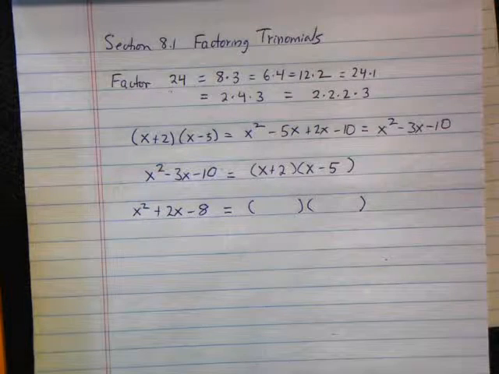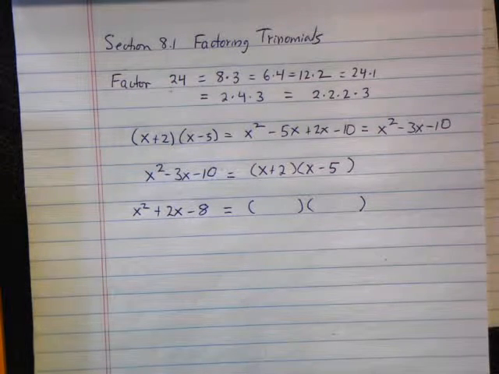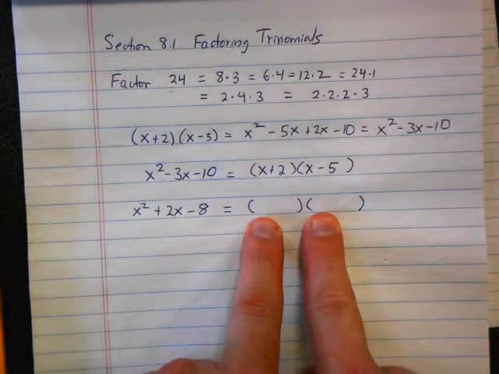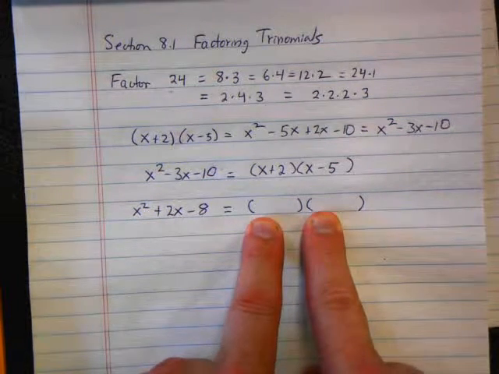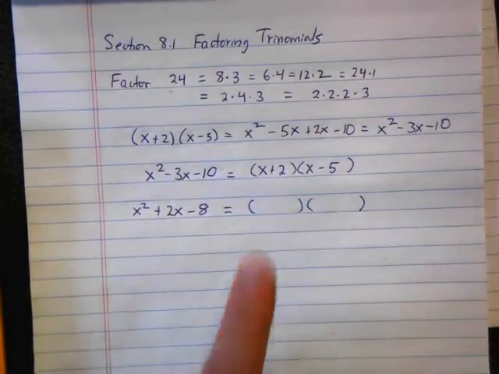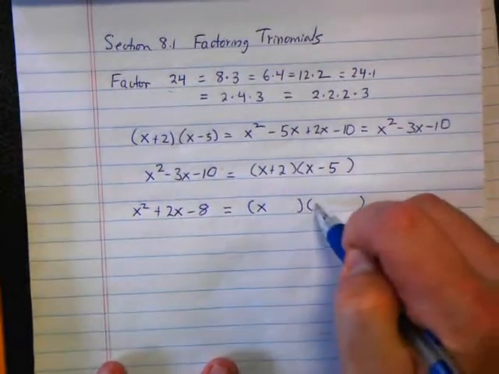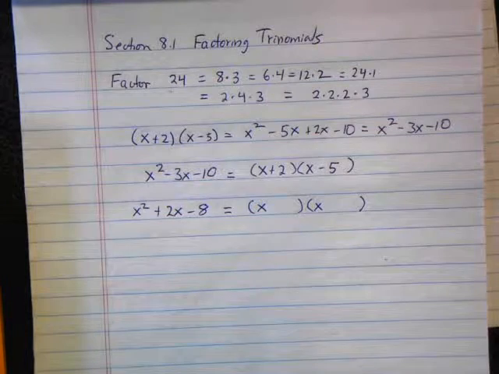Okay, so that's exactly right, but you jumped one step too far. What goes in the front spots? X and X. How come? That's how you get the x squared, right? So that's the easy part, x and x. And then you're exactly right. You said exactly the right thing.